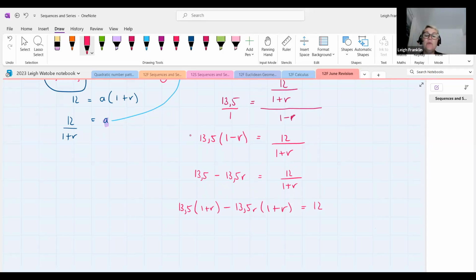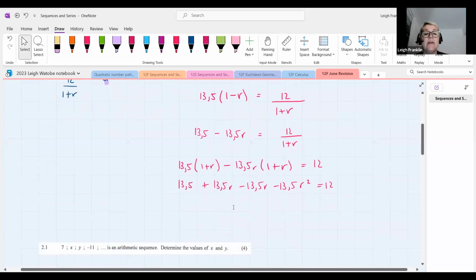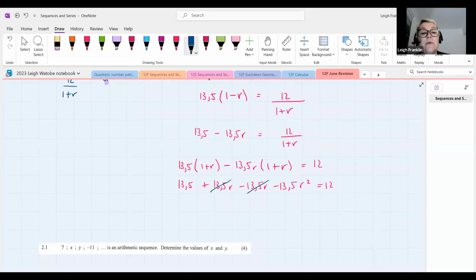Okay, and then we can remove our brackets and continue to solve for R. So that would give us 13.5 plus 13.5R minus 13.5R minus 13.5R squared is equal to 12. And these two middle terms would add up to zero. You would be left with minus 13.5 R squared on this side.